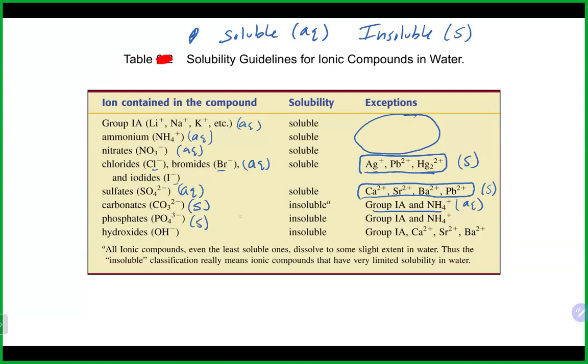Phosphates are typically solid unless, again, it's with group 1 or ammonium, which is basically our very first rule up here, basically these two. And it would be aqueous. And hydroxide is usually solid unless it's with group 1 or strontium and barium, and then it would be aqueous.